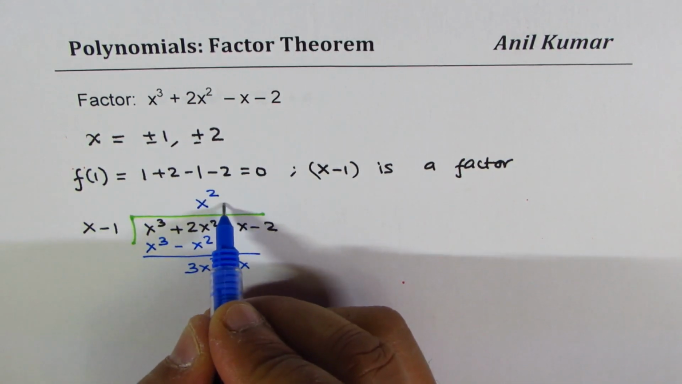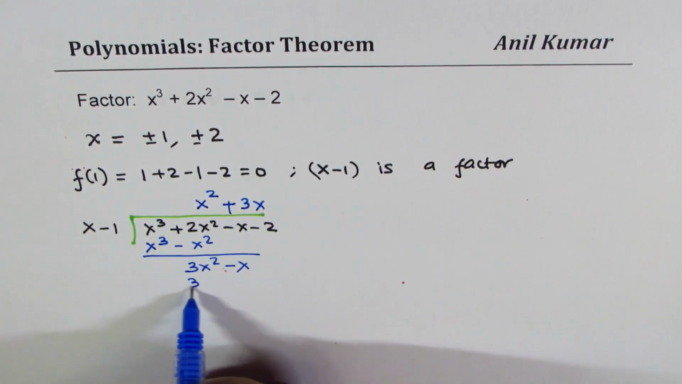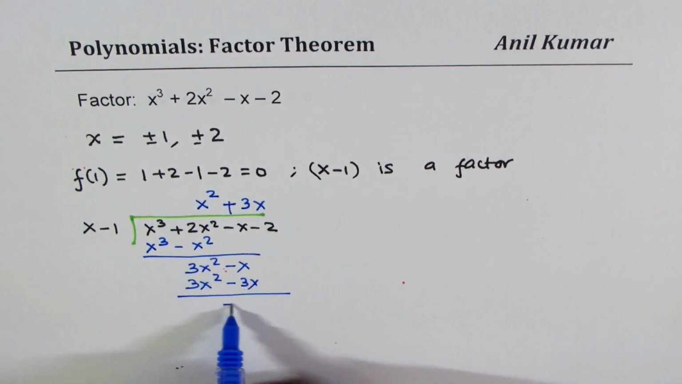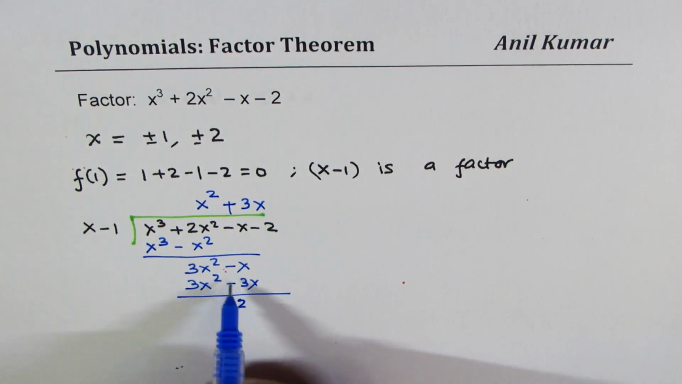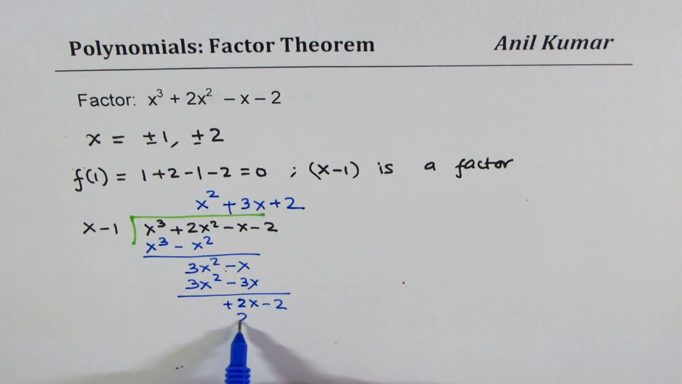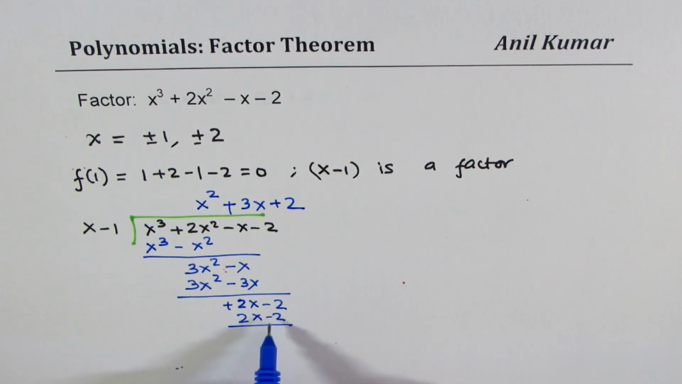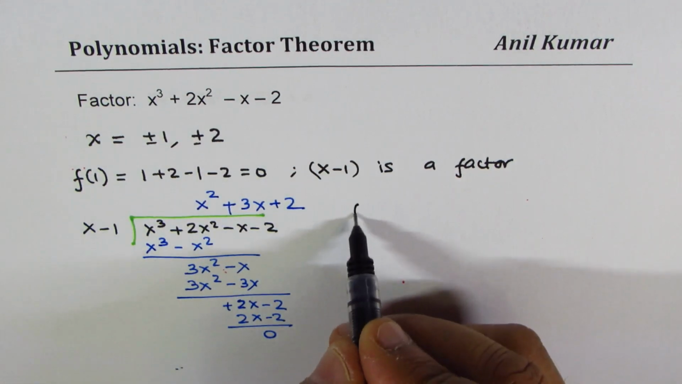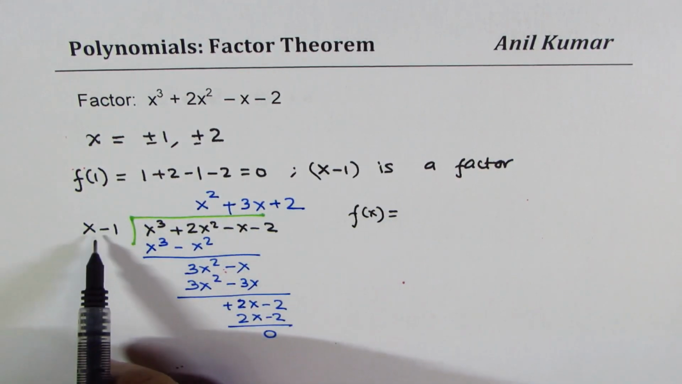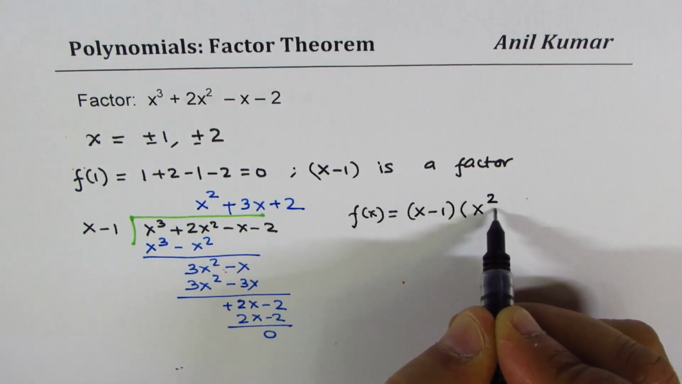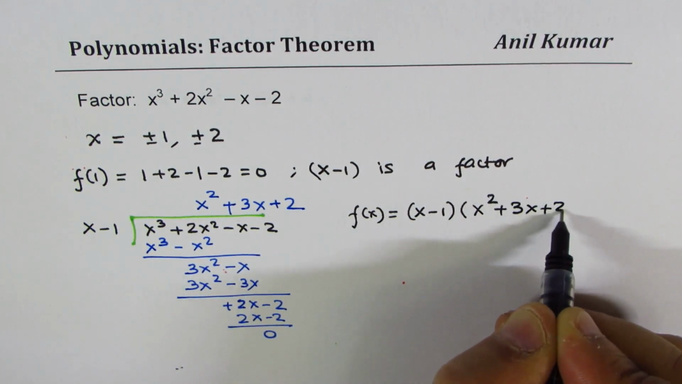Now multiply by 3x. So you get 3x squared minus 3x. And when you take away, you get plus 2x, and minus 2. And now we can multiply by 2 to get 2x minus 2. When you take away, the remainder as expected is 0. Correct? So what we have done here is rewrite f of x as divisor times quotient, which is x minus 1 times x squared plus 3x plus 2.